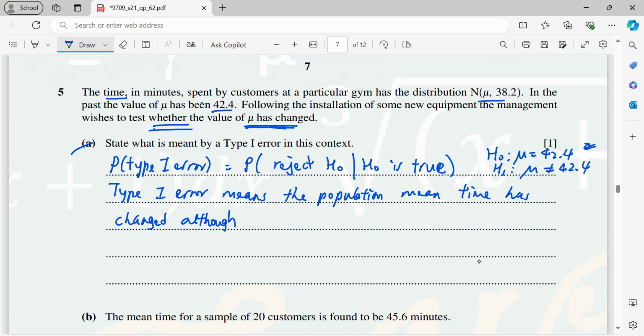Okay, but given that H0 is true, the population mean has not changed. The mu is still 42.4. Alright, so that is the meaning of this type 1 error.